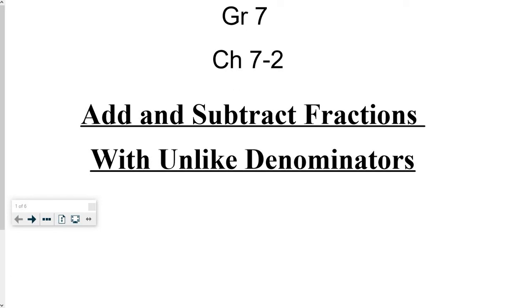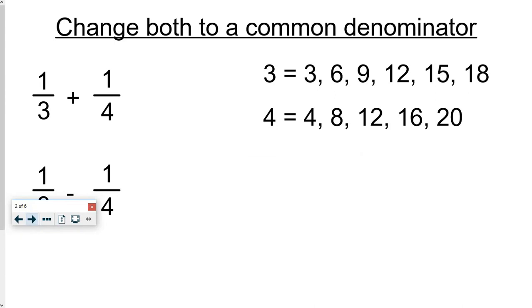Hi, welcome to Grade 7, Chapter 7, Part 2, Adding and Subtracting Fractions with Unlike Denominators. When they're the same denominator, it's pretty easy, but we have to get them both to the same denominator. So we have to change both to a common denominator. We're going to deal with two questions, 1/3 plus 1/4 and 1/3 minus 1/4.